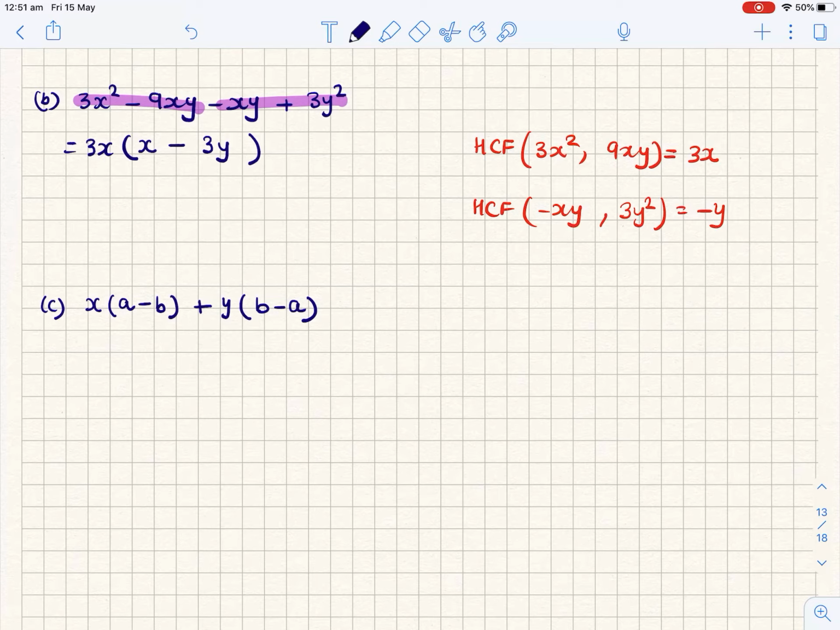Now, remember when we did previous factorization, if the first term is negative, we take the negative factor out. So in this case, the highest common factor of negative xy and 3y squared is actually negative y. So I write negative y outside the parenthesis. Now xy divided by y is x. And if you take a negative factor out, the sign inside the parenthesis will change. So 3y squared divided by y, and the sign will also change, so which is 3y.